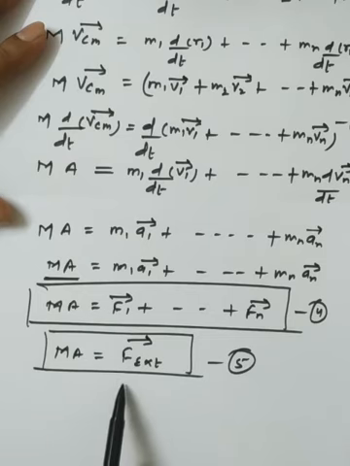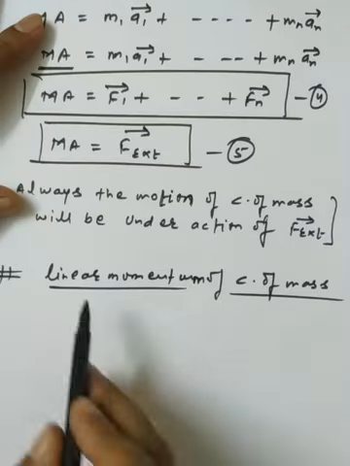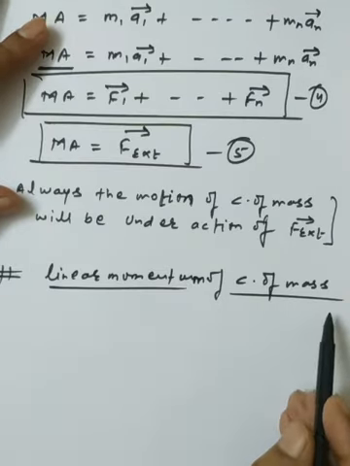And even there is no contribution of the internal forces that lie between the particles, because internal forces cancel out each other. So always the motion of a center of mass will be applicable in the presence of external forces. So this is the conclusion of the topic. Now the next topic we have is linear momentum of the center of mass.